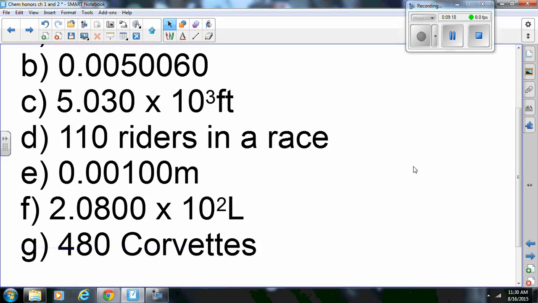110 riders in a race, that's just people in a race, so no significant figures. Letter E, the 1 and 00 do count, so that's 3 significant figures. The others are just leading zeros. Letter F, again, that's liter, so you could have used a graduated cylinder or a beaker to measure this. So the 2, the 0, the 8, and those zeros count. This is a sandwich 0. These are zeros after a number after a decimal, so there you have 5. 480 Corvettes. Corvettes are cars. You do not measure them, so no significant figures.